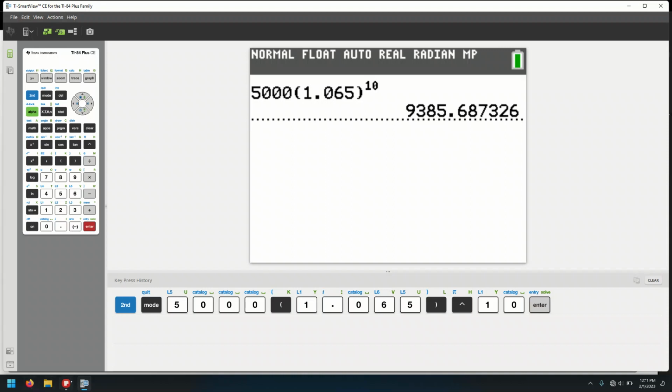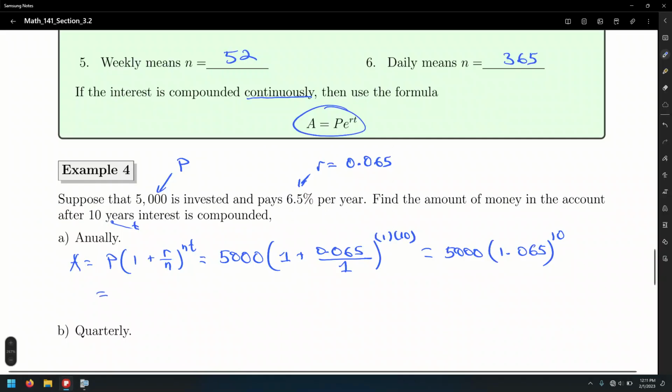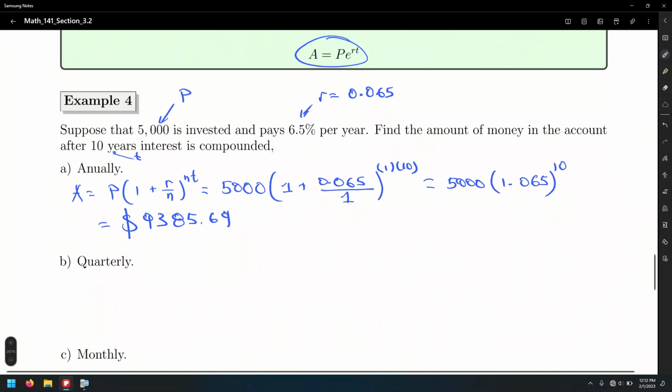So let's go back and do the following. So simplify, what was that? 93. Oh, and here is where we incorporate the units, okay? No need to write any units when working on the process, when working on the steps here, only at the very end. 9385.69. That is $9,385 with 69 cents.